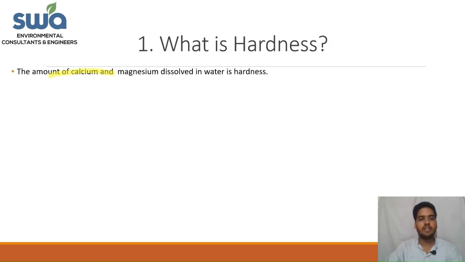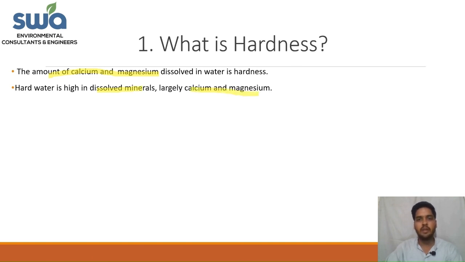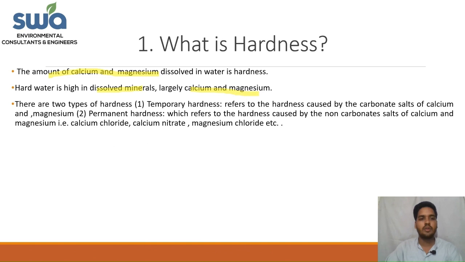So the amount of calcium and magnesium dissolved into the water is known as hardness. Basically the hard water is very high in dissolved mineral. Majorly of them are calcium and magnesium salts. There are two types of hardness. First is temporary hardness and second is permanent hardness. Temporary hardness is caused by the carbonate salts of calcium and magnesium, whereas the permanent hardness is caused by the non-carbonate salts of calcium and magnesium.